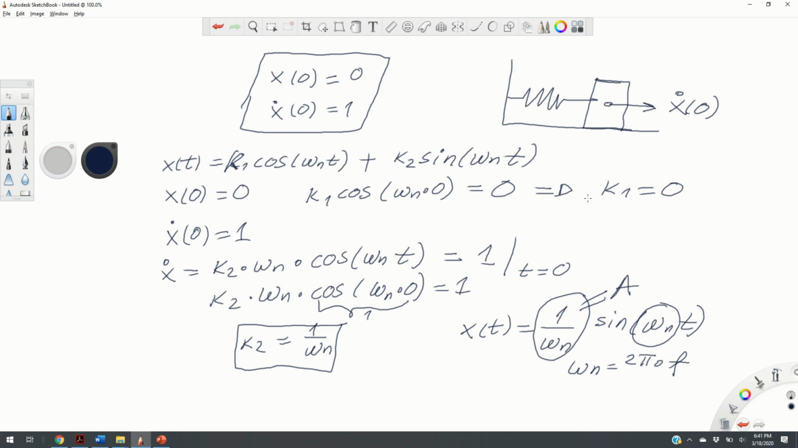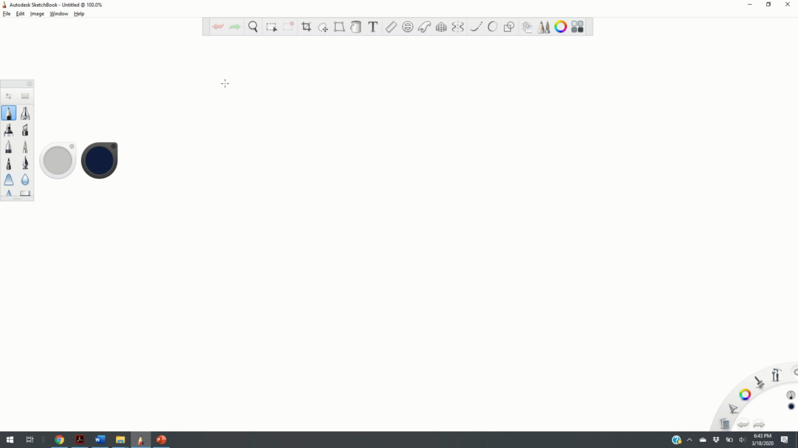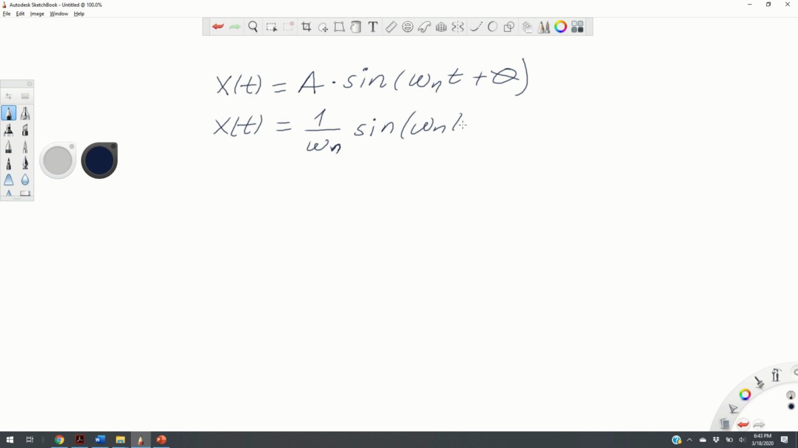So graphically, our object will oscillate like this, according to the sinusoidal function. So let us analyze the solution closely. So the general solution is given by x of t is A times sine omega n t plus certain angle theta, or in our case, for the particular case we got, it was 1 over omega n sine omega n t, where omega n is the square root of k over m. This term is called the natural frequency.